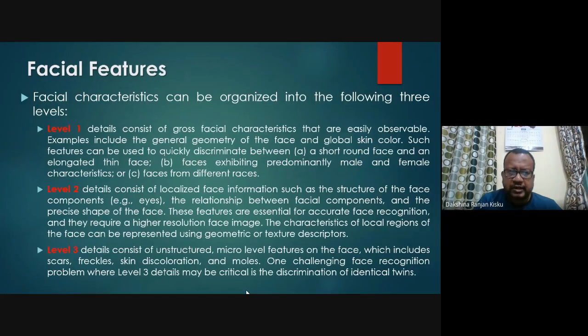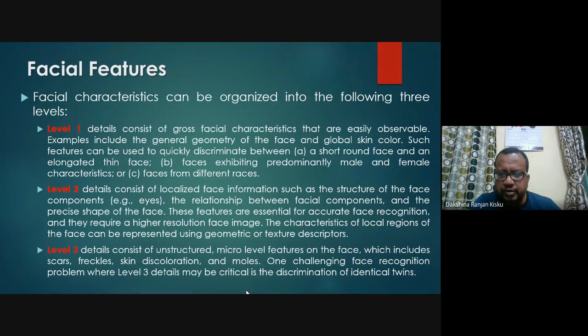Now, what are the different facial features observed in a face image? Here facial characteristics can be organized into the following three levels: level 1, level 2, and level 3. Now, what is level 1? Level 1 details consist of gross facial characteristics that are easily observable. What characteristics are observable on a face image? It may include the general geometry of the face and global skin color.